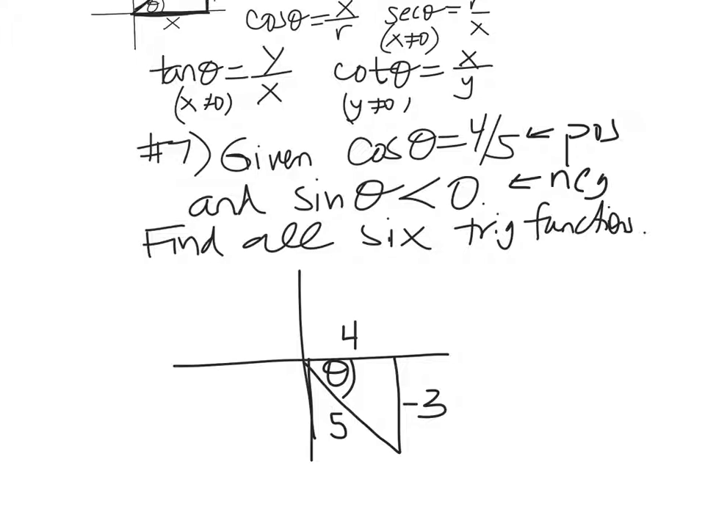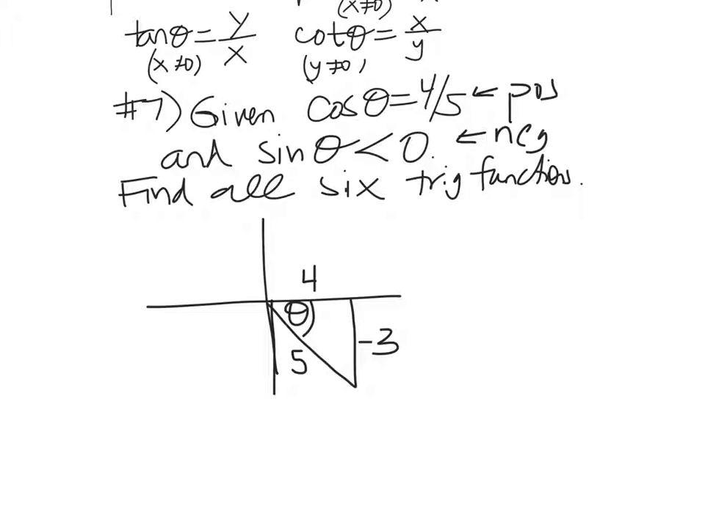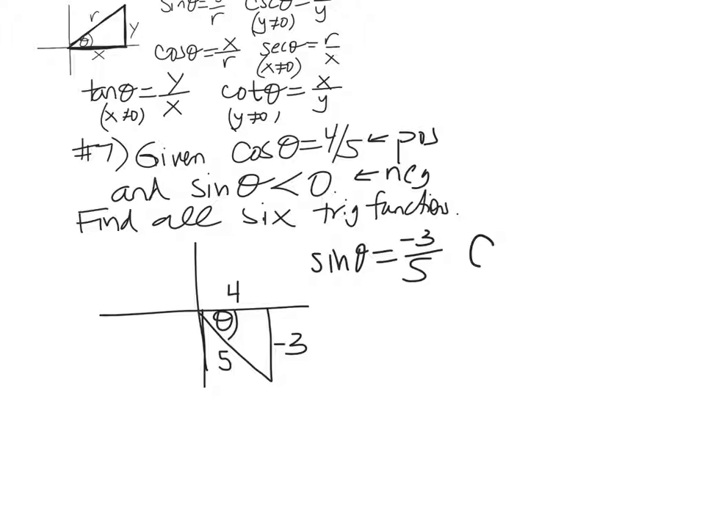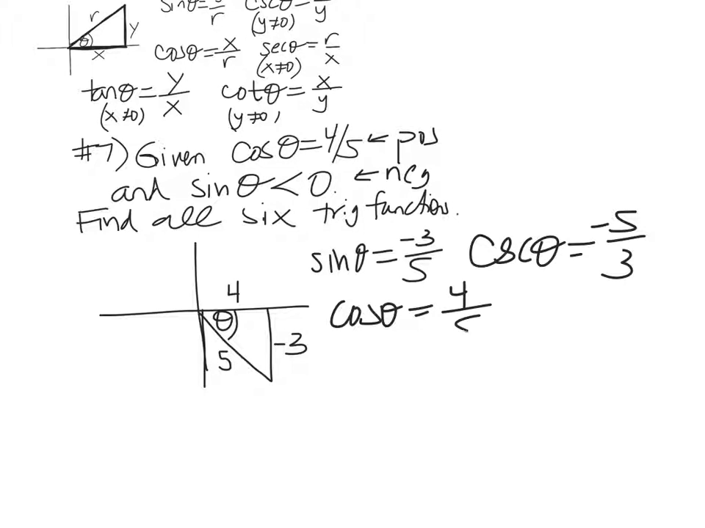People forget that. And now you just have to find the rest of them. The radius is always positive. It's x or y that's going to be negative. So the sine of theta is SOH, opposite over hypotenuse, -3/5, and it should be a negative answer. Cosecant of theta is just the reciprocal, so -5/3. We already have cosine. They gave that to us as 4/5. So secant of theta is 5/4.